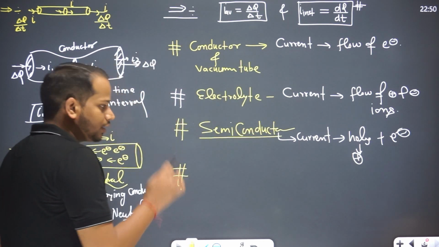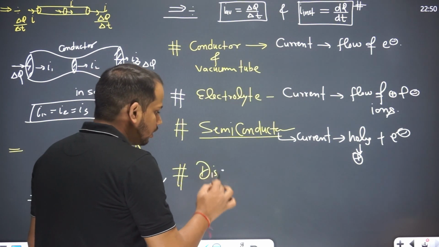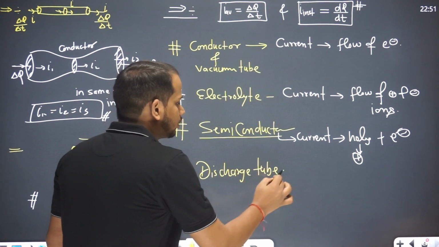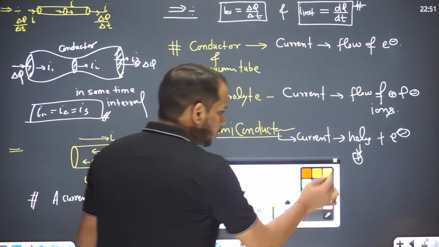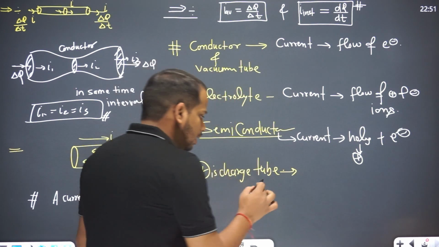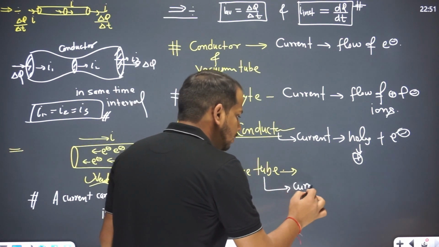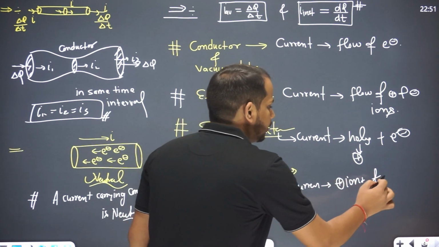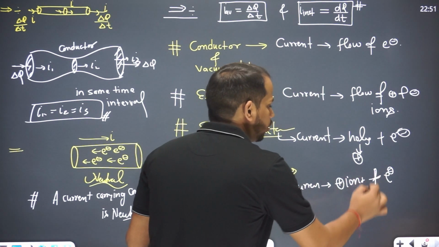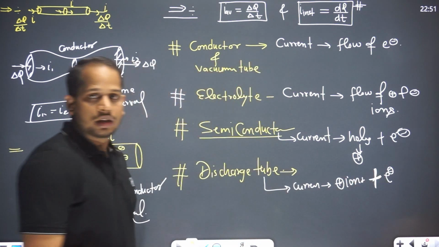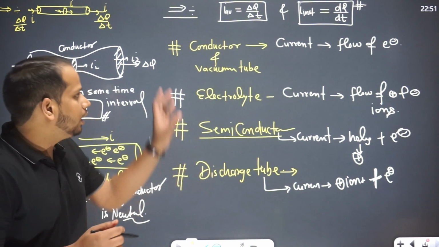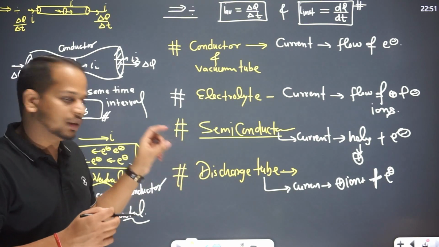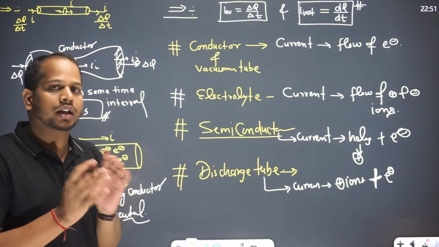Now let's see, the next is the discharge tube. What is the meaning of discharge tube? In the case of this one there is a current due to the flow of positive ions plus electrons. This is how we obtain the current in such types of substances: conductor, electrolyte, semiconductor, and discharge tube. In general they can ask us this.